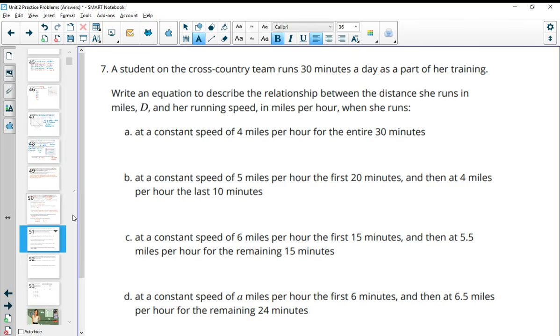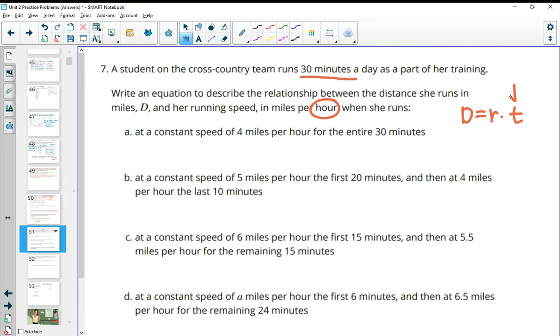Number 7, a student on a cross-country team runs 30 minutes per day as part of her training. Write an equation to describe the relationship between the distance she runs in miles and her running speed in miles per hour. So remember that distance is going to equal her rate times her time. Remember that our time here is in hours, but she's running in minutes. So we're going to have to convert that. So remember that there are 60 minutes in every hour.